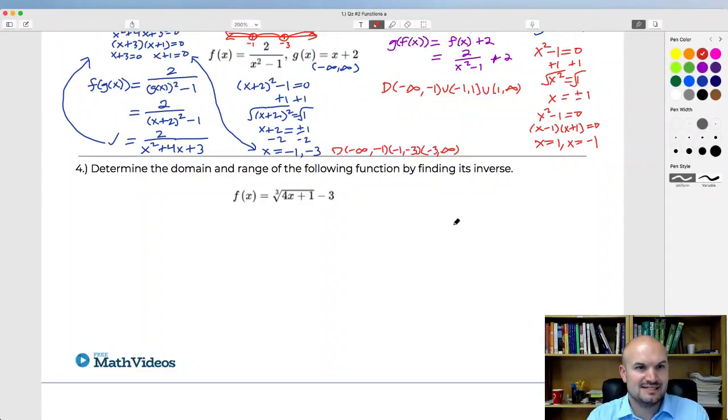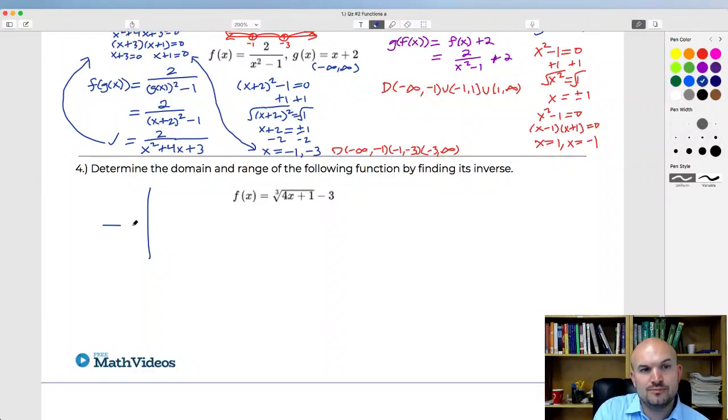All right, last but not least is determine the domain and range of the following by finding the inverse. So I don't really like my directions here. I would have changed those up, and I am going to change them up because it really just tells the student to look at the domain and range. So it really makes the problem really, really easy as long as you know what the graph looks like.